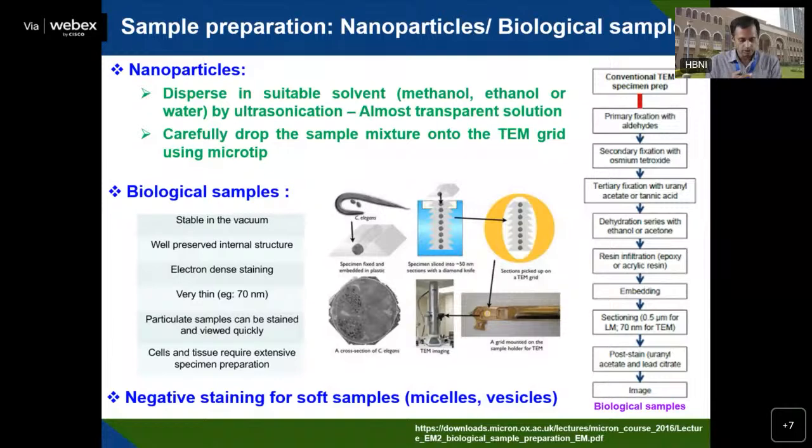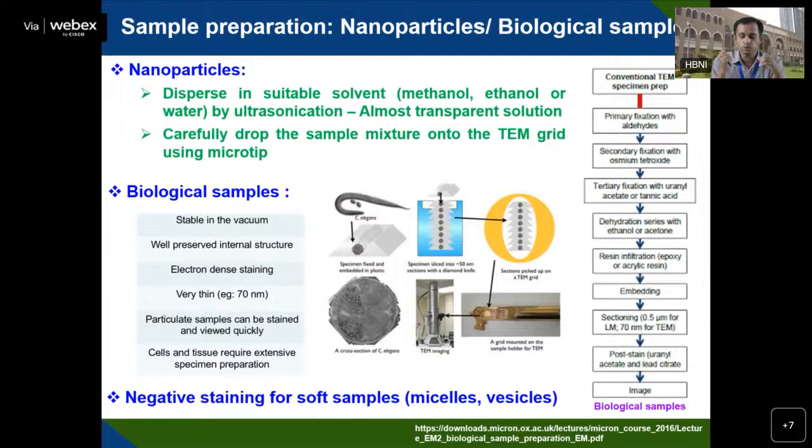But in the case of nanoparticle or biological samples, you can't use the powder sample directly as you do with SEM, because here the vacuum is on the order of 10 to the power minus 8 to minus 9. At high vacuum, the powder can be attracted, meaning it peels off from the grid, and it can deposit on the lens. It will damage the lens, or it will create a lot of problems in your analysis. So for that, you have to disperse your sample in a suitable solvent.